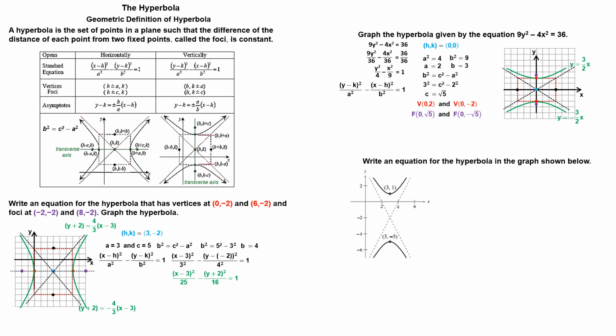The vertices are at (3, 1) and (3, -5). The center is the midpoint of the segment connecting the vertices, or (3, -2). The value of a is the distance from the center to a vertex, or 3 units.